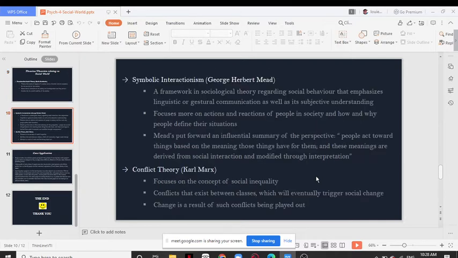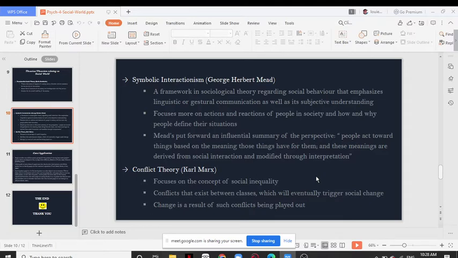Next is symbolic interactionism, a framework in sociological theory regarding social behavior that emphasizes linguistic or gestural communication as well as its subjective understanding. So, sa symbolic interactionism, it is explained nga mas ginafocus o mas ginahatagan niya emphasis ang exchanges of meaning through language and symbols. And through this exchange, we can create a subjective understanding in which mag-base rata sa ato ang personal opinion, judgment, feelings, o point of view about sa certain object or situation.